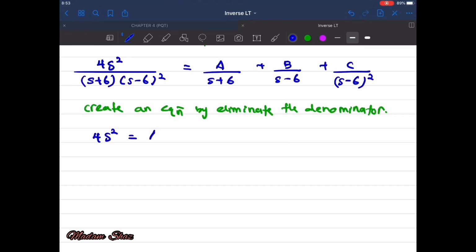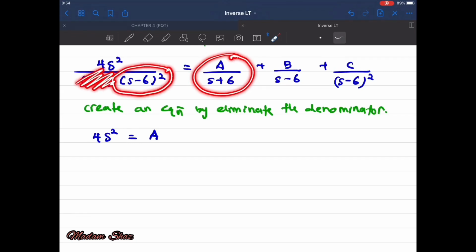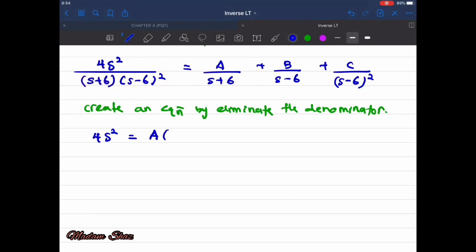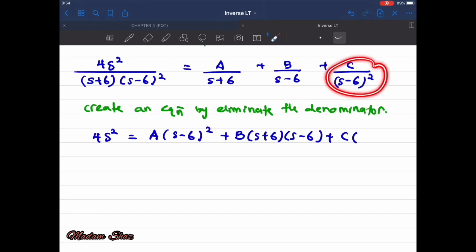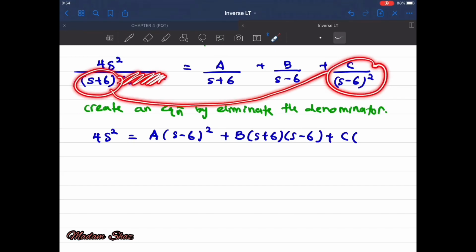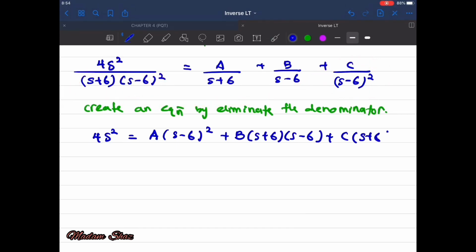4s square is equal to a divided by s plus 6. So we cancel out s plus 6 here, which means s minus 6 to the power of 2 will be multiplied with a. So a multiplied with s minus 6 to the power of 2, plus b divided by s minus 6 to the power of 1. So we cancel out s minus 6 to the power of 1 on the left hand side, which means these two things, s plus 6, s minus 6, will be multiplied with b, plus c over s minus 6 to the power of 2. For the left hand side, we cancel out s minus 6 to the power of 2, so s plus 6 will be multiplied with c. From here, you have to find the values of the constants a, b and c.